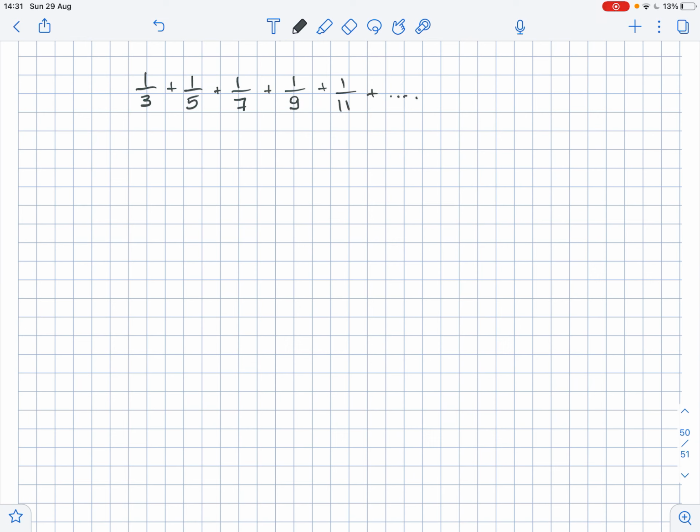So we need to confirm that the integral test can be applied to the given series. Then we need to use the integral test to determine the convergence or divergence of this series. Well, let's review what we know about the integral test.